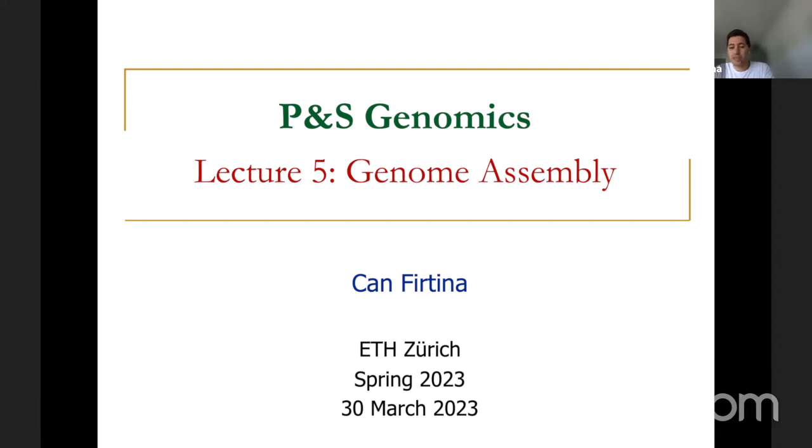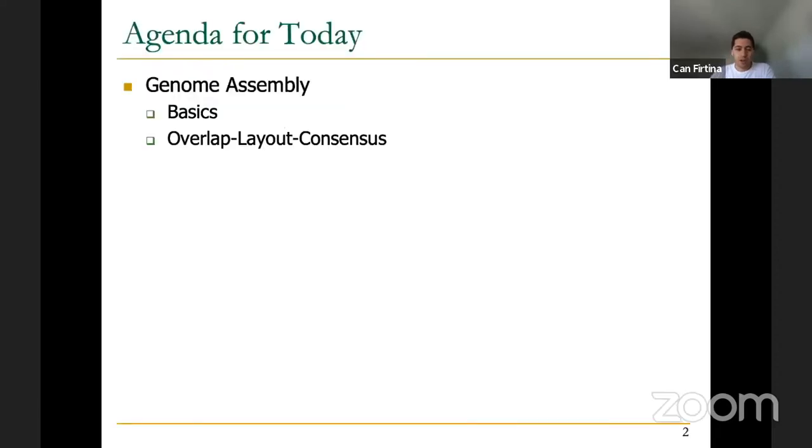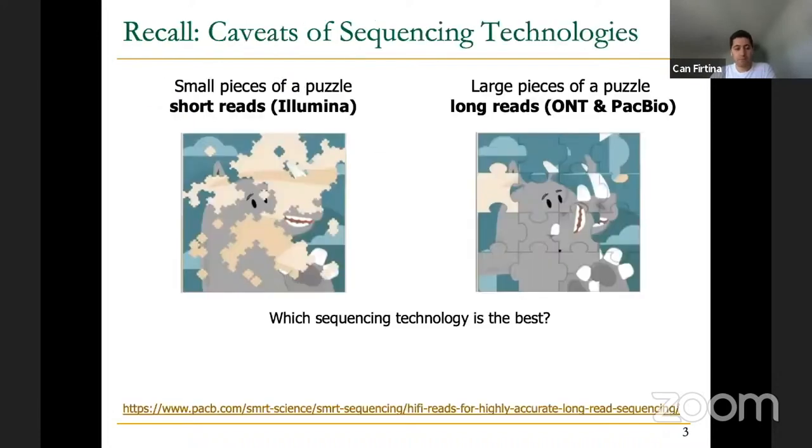directly from reads. So the agenda for today is, of course, to cover the steps in genome assembly. We're going to start talking about the basics, and then I'll be talking about a common approach that is taken for genome assembly, which is called overlap layout consensus.